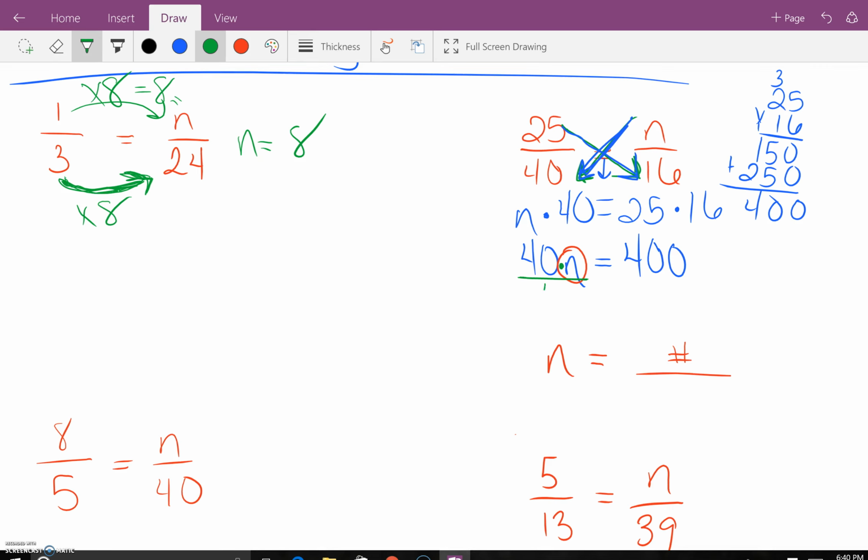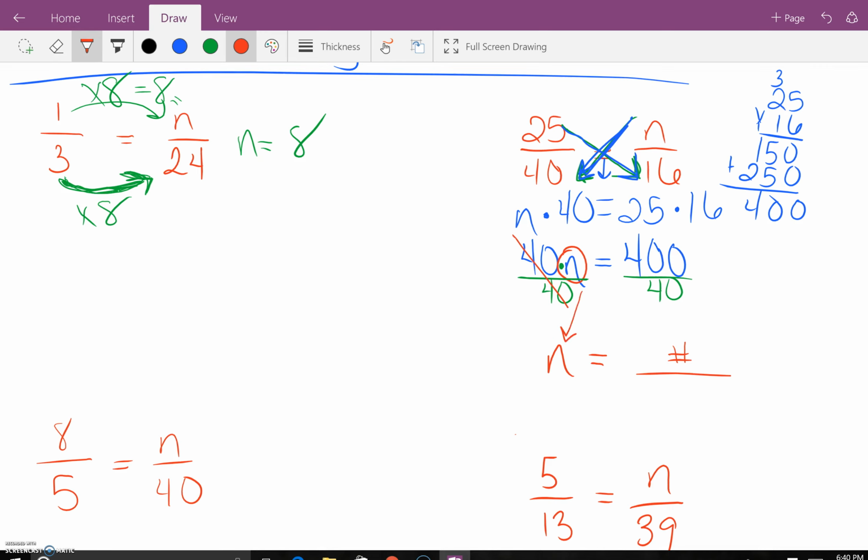If it says multiply, then that means we have to divide by 40. If we divide one side by 40, we have to divide the other side by 40. 40 divided by 40 is going to be 1, so we call that canceling out. We're left with an n.